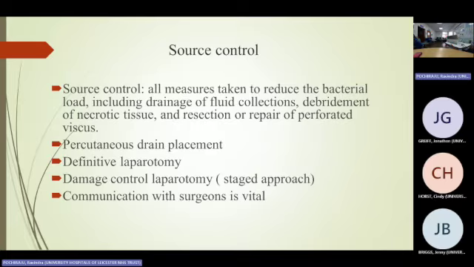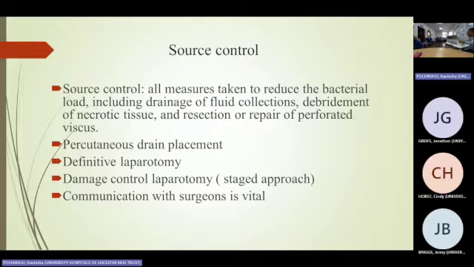So source control, obviously laparotomy is best if it is needed, but then there are a lot of other things that can be done if you think that they are the best ways of dealing with this, because even the sepsis guidelines say that if you do source control with minimum physiological interruptions, it is possible. So percutaneous drain placement is the best.